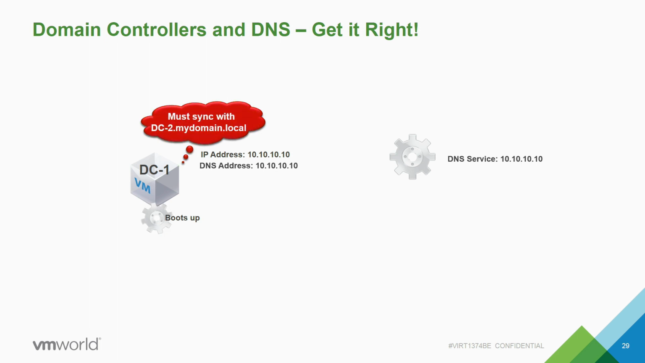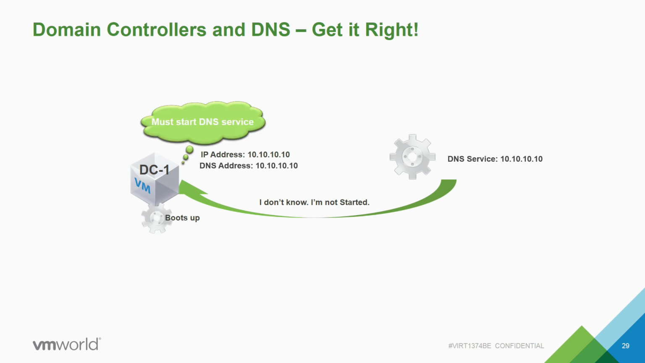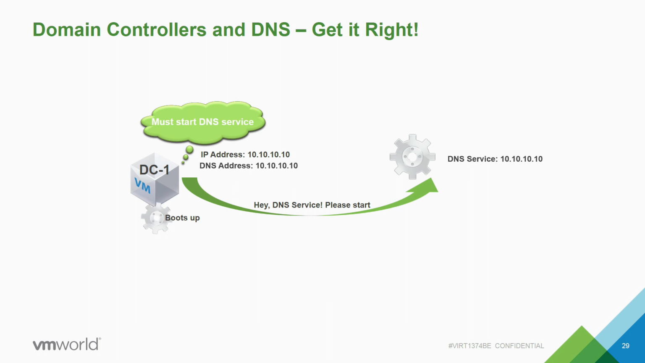So please follow me. All right. I am required to sync with my peer. This is DC2. Okay, DNS, could you please tell me where I can find DC2? And DNS says, I don't know because I haven't started yet. And then, okay, you haven't started. What do you mean you haven't started? All right, please start DNS.